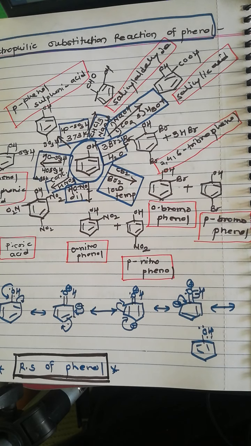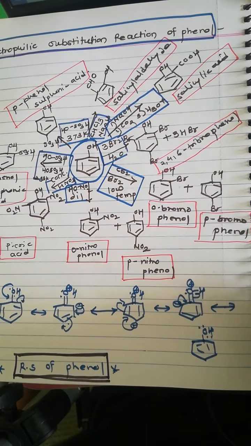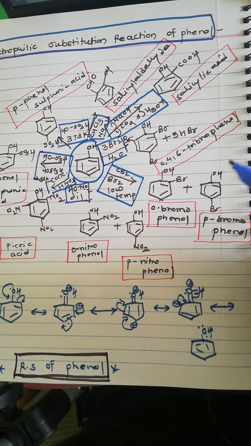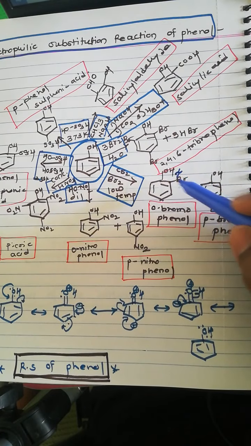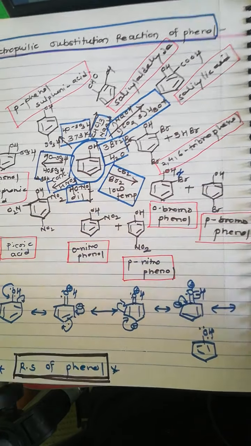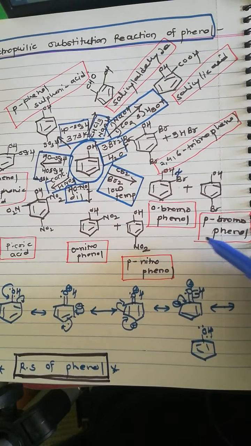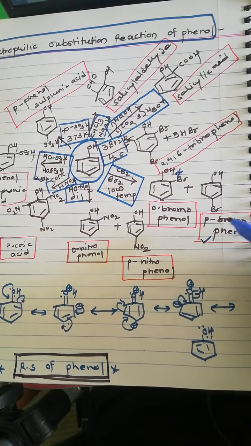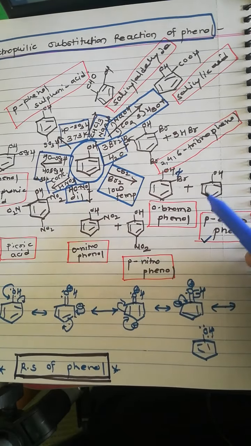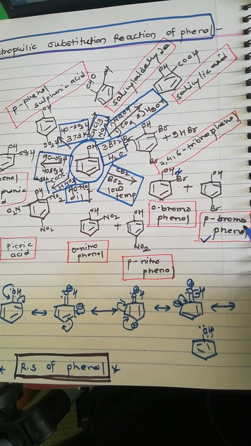And see which product is major and which is minor. The para product is major and ortho is minor. Why? Because here is the steric hindrance due to two bulky groups being close to each other. Due to this, the para product is major. And what is the name of the compound? Orthobromophenol and parabromophenol. Here this is the para position, at para position bromine, therefore parabromophenol.